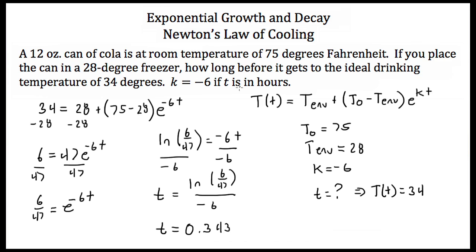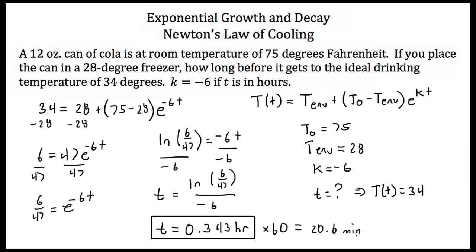Now remember, this k value is if t is in hours, so this is 0.343 hours. And that would be our solution. If you're curious what 0.343 hours is, you can multiply this by 60, because there's 60 minutes in an hour, and that would come out to be about 20.6. So it would take about 20.6, or 20 and a half minutes, to cool your cola down to 34 degrees.